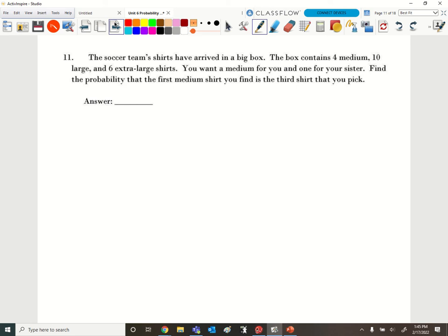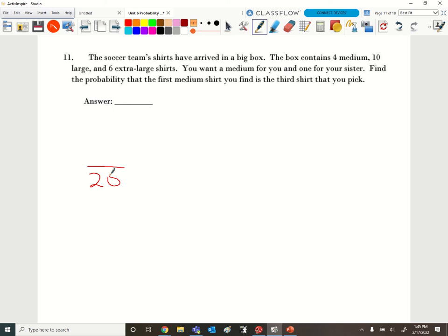Can't believe these people. Anyway, soccer team shirts have arrived in a big box. The box contains 4 medium, 10 large, and 6 extra large shirts. You want a medium for you and your sister. Find the probability that the first medium shirt you find is the third shirt you pick. First, how many shirts are there? 20. We get that by, I don't know, just add them all up. So I get 20 shirts.